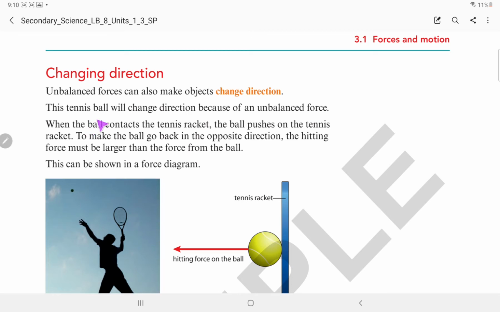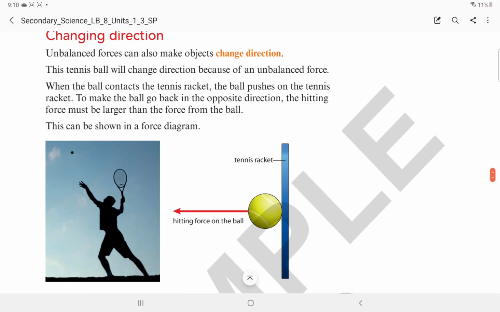Okay, so this tennis ball will change direction because of an unbalanced force. We are hitting it with the racket, so there will be a change in the direction. When the ball contacts a tennis racket, the ball pushes on the tennis racket. To make the ball go back in the opposite direction, the hitting force must be larger than the force from the ball. The force we give must be slightly larger; only then will its direction change.